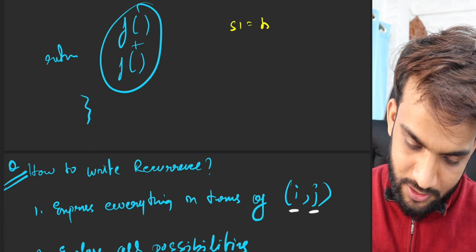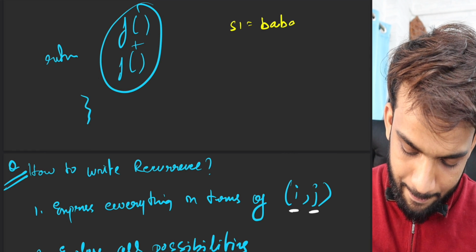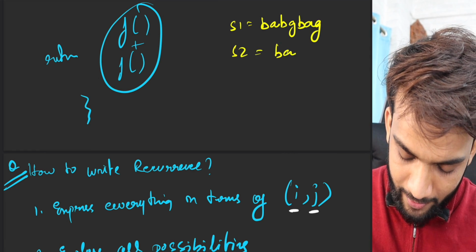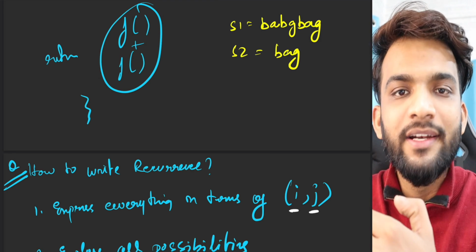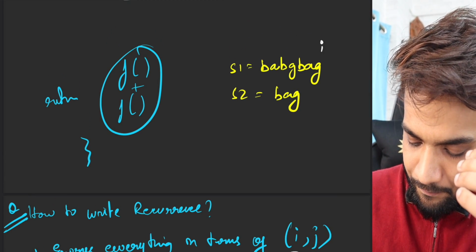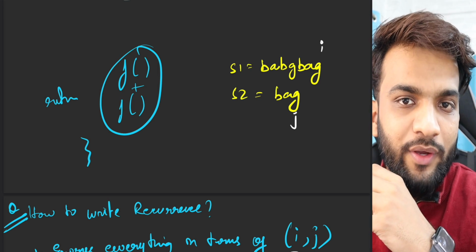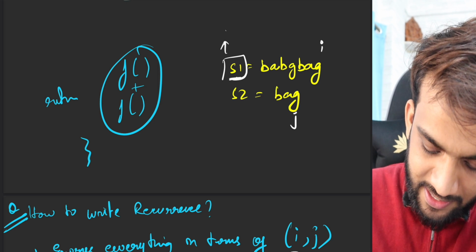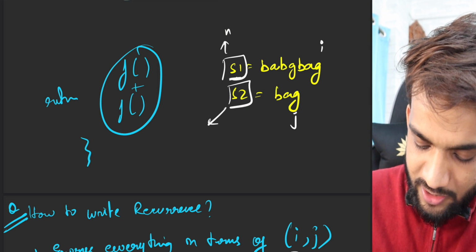String S1 is BAP and string S2 is BAG. Okay. So when I say i and j, we know initially i is going to start over here, and we know initially j is going to start over here. Let's assume the length of the string S1 is n. Assume the length of the string S2 is m.